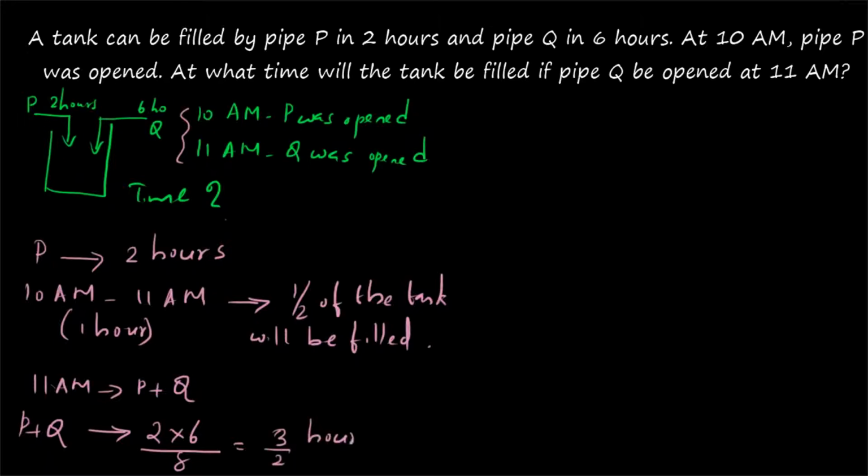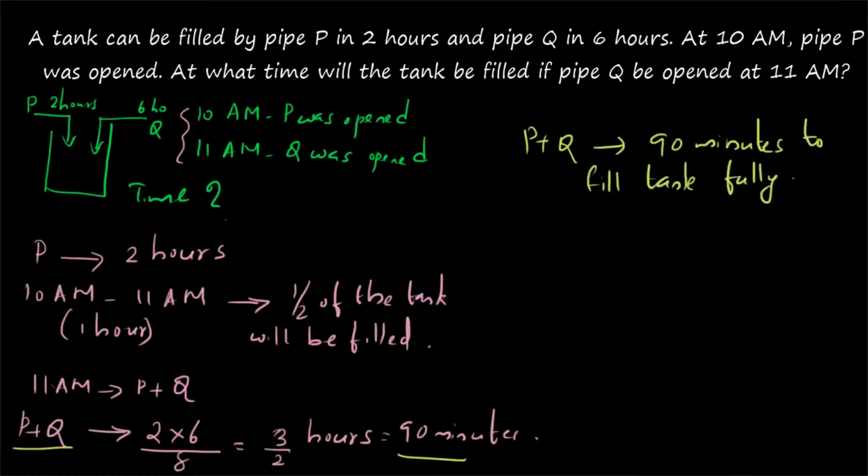So when both P and Q are working together, 3 by 2 hours or 90 minutes will be taken to fill the tank. This is the total time taken by P plus Q to fill the tank. In order to fill the full tank, P and Q together take 90 minutes.